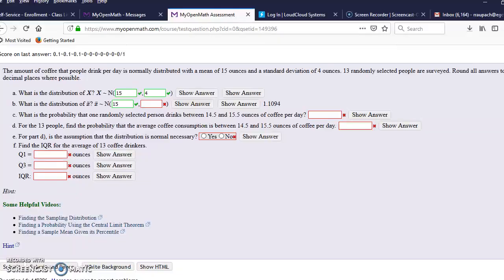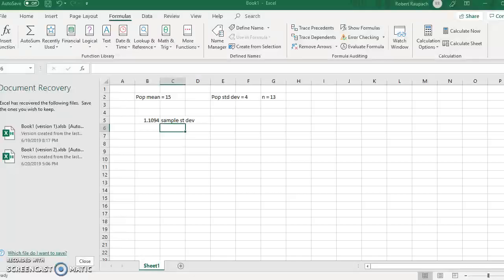Now, C, what is the probability that one randomly selected person drinks between 14 and a half and 15 and a half per day? I've sent this in an email, how to do this. We want to use the same thing we did in prior sections. Well, I'll just show you.